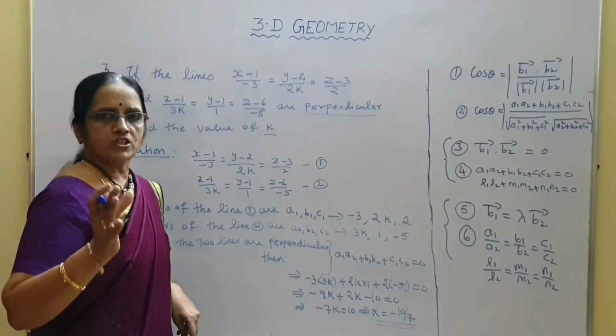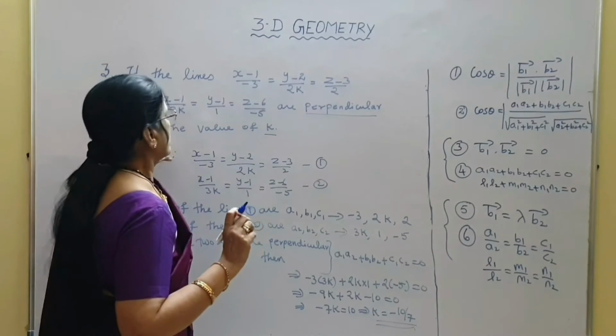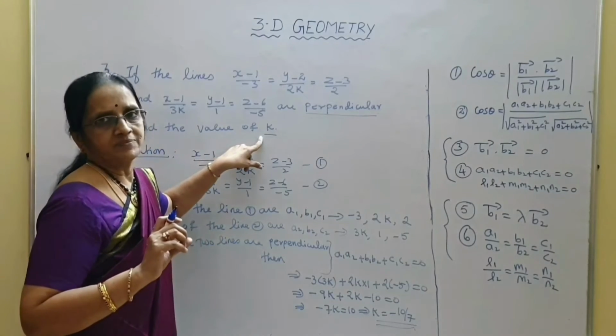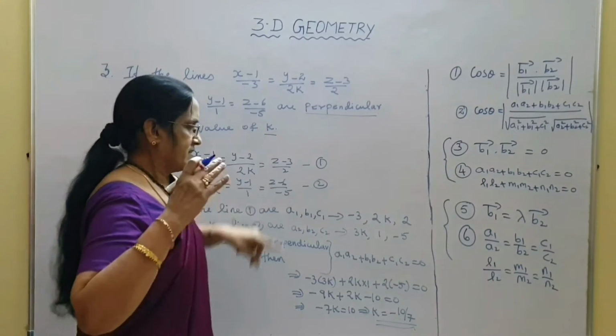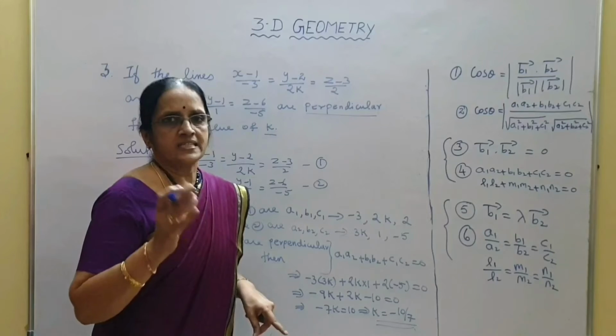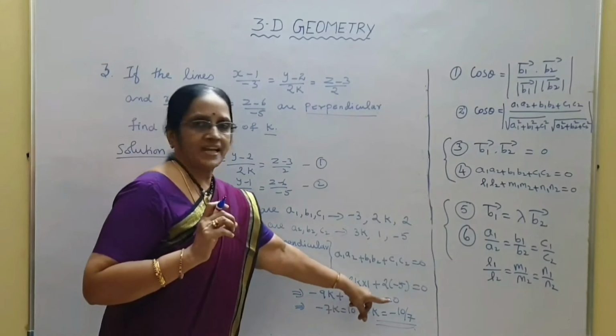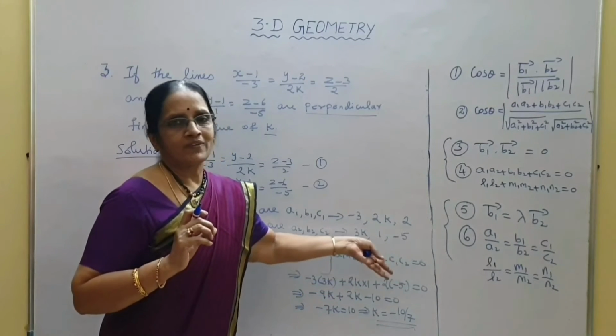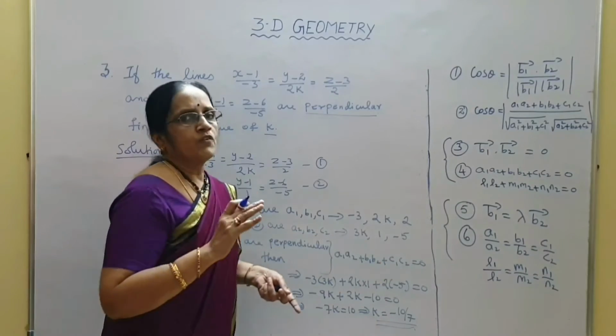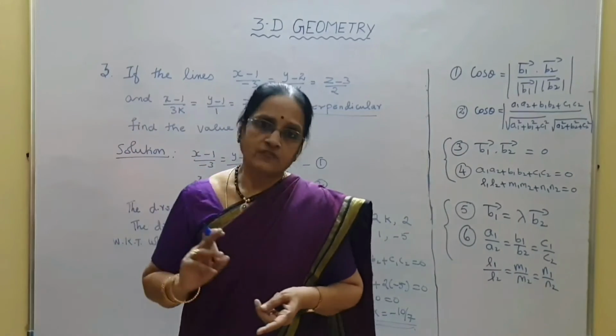We need to answer to the point. Here what is the question? Find the value of k. So you have to write, therefore the value of k is equal to −10/7. So that will be your final answer. Now we'll move on to question number 4.